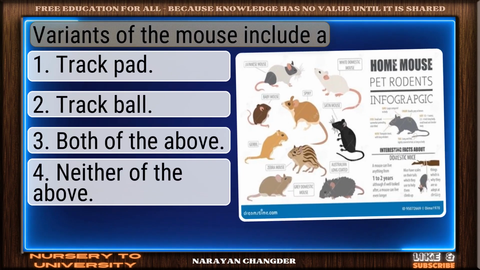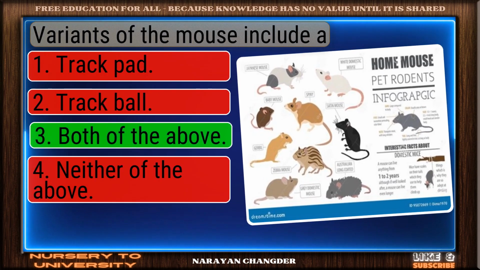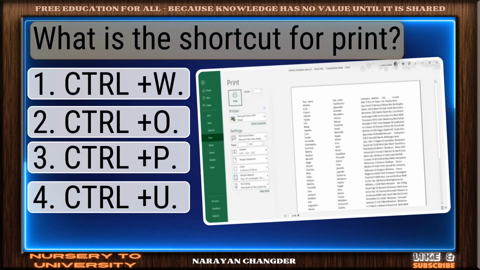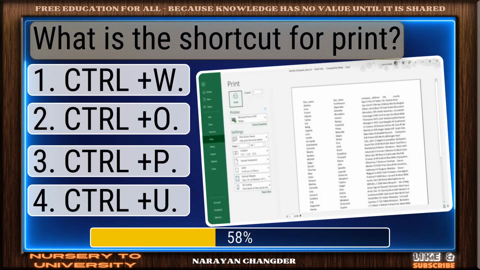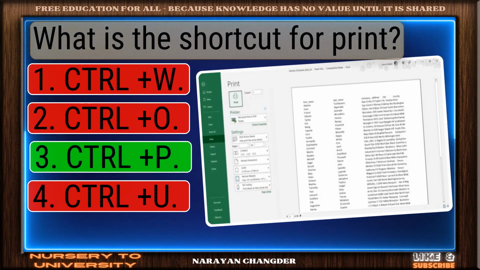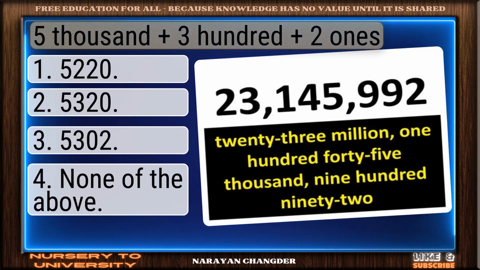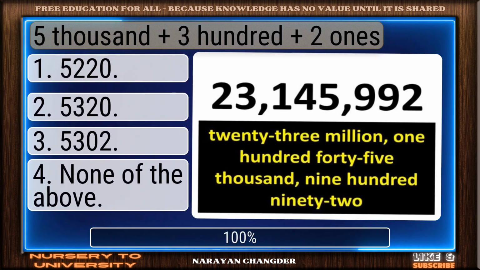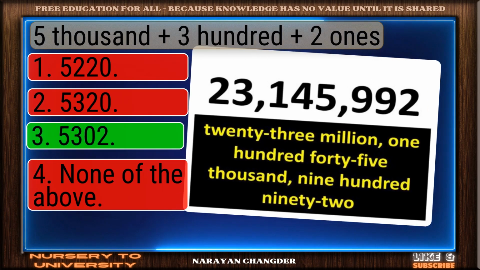Variants of the mouse include... You're right. Both of the above is the correct answer. What is the shortcut for print? Nicely done. Ctrl plus P is a solid answer. 5,000 plus 300 plus 2 ones. You got it. Your choice 5302 is right.